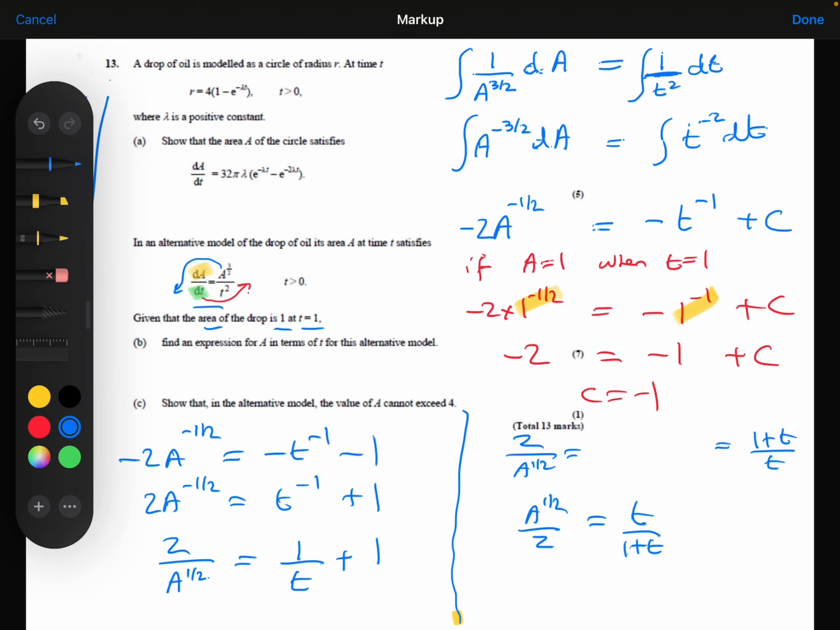Now I've got the a on the numerator, which I like. Times both sides by 2. And then square both sides to get a by itself. So 2t squared is 4t squared over 1 plus t all squared. And that is my expression for a in terms of t for this alternative model. That is my answer for part B.